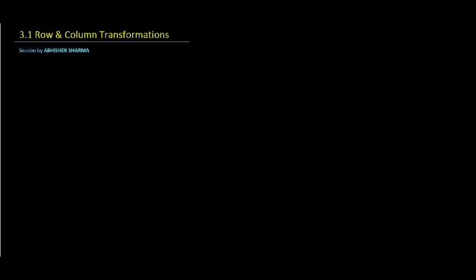Hello friends. Now after looking at the 11 properties of determinants, we now proceed further for something which is more significant in solving the problems, which is actually called transformation of rows or columns.